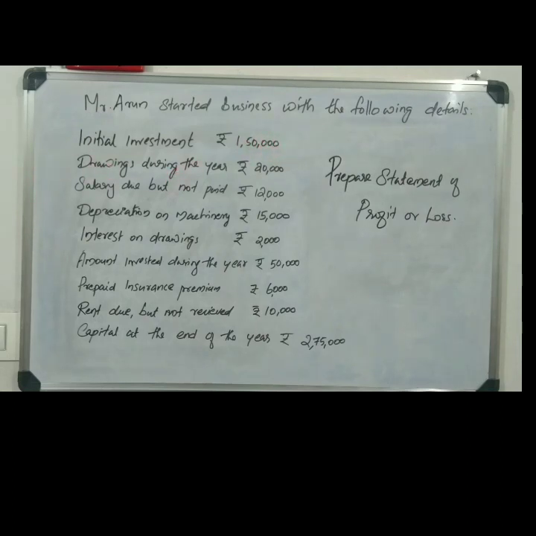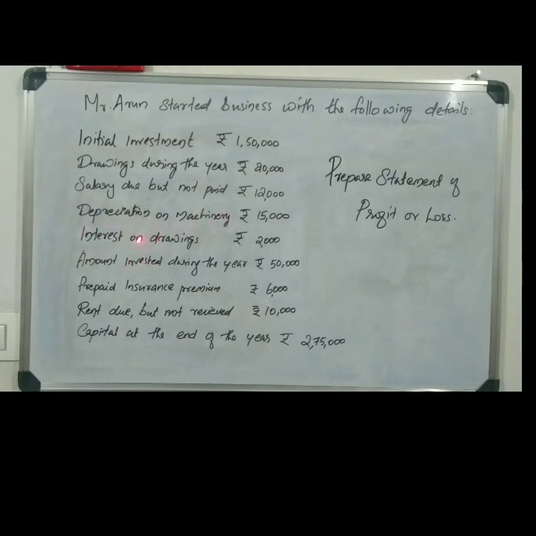Then there are drawings during the year. That is the withdrawal made by Mr. Arun, which is 20,000 rupees. Salary due but not paid. That means Arun has to pay salary to the employee. The due date is already over, but still it is not paid. That is 12,000 rupees. Then there is depreciation on machinery.